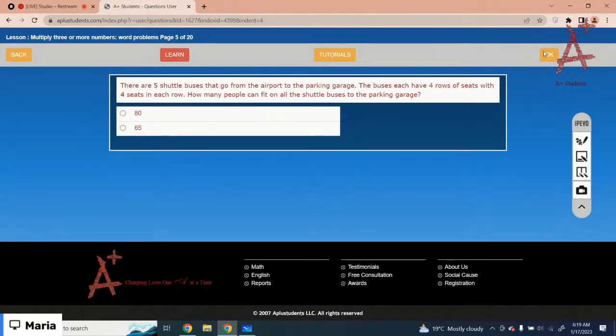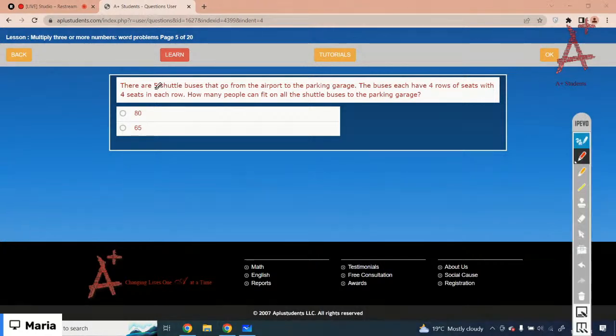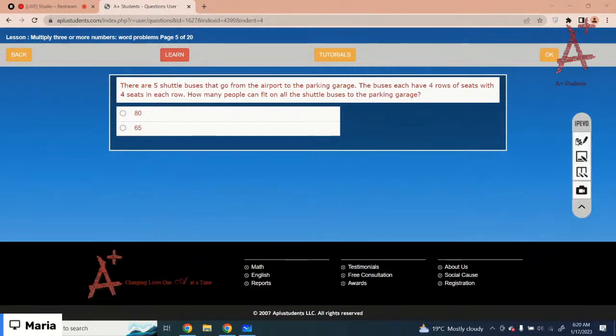Okay, there are 5 shuttle buses that go from the airport to the parking garage. The buses each have 4 rows of seats with 4 seats in each row. How many people can fit on all the shuttle buses to the parking garage? So you have to do 5 times 4 times 4. Got it? 5 times 4 is 20, and 20 times 4 is, yes, that would be 80. So the correct option is 80. Just select the correct option and click on the OK button.